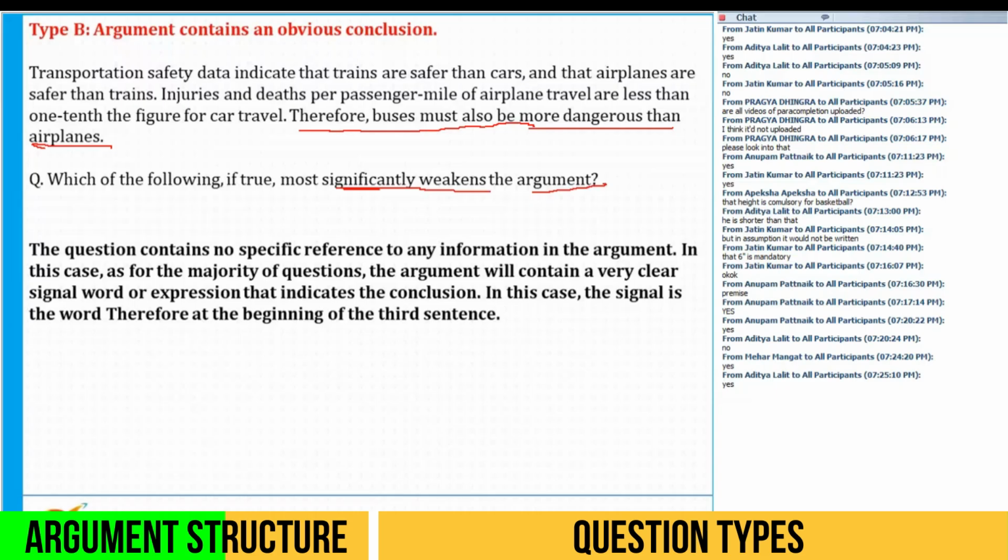So over here you see this entire portion, these two sentences, are the premises. And this is the conclusion, right? Anybody has any doubt?